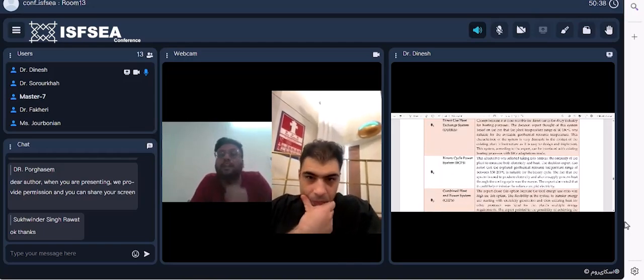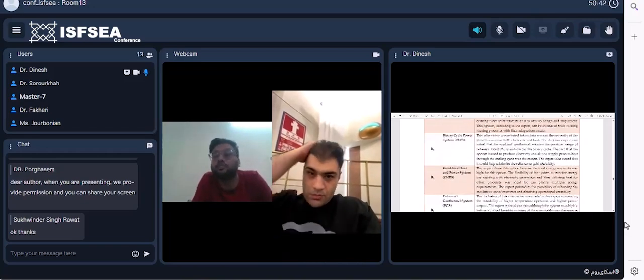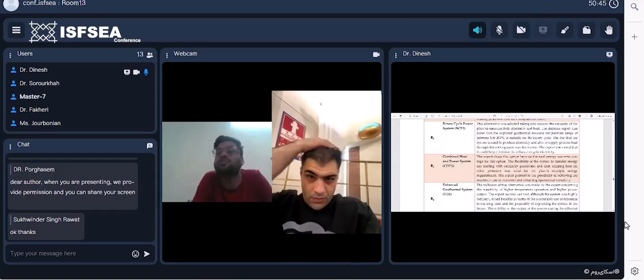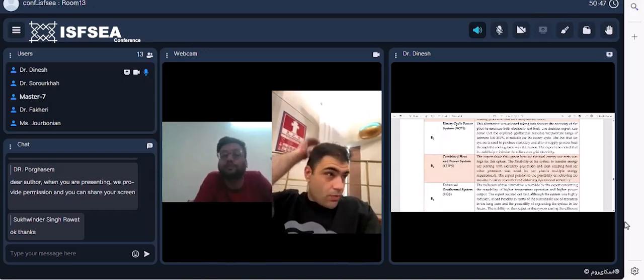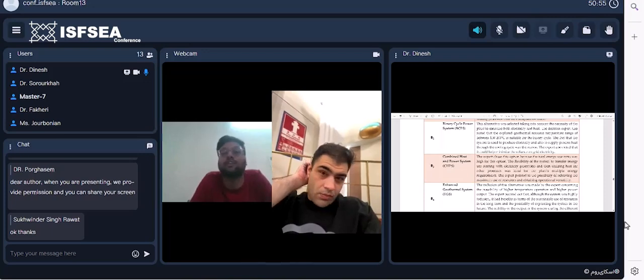And the third is the combined heat and power system. The third is the combination of the first and second. The expert chose this option because the total energy use ratio was high for this option. The flexibility of the system to transfer energy use, starting with electricity generation and then utilizing heat for other processes, was ideal for the plant's multiple energy needs.